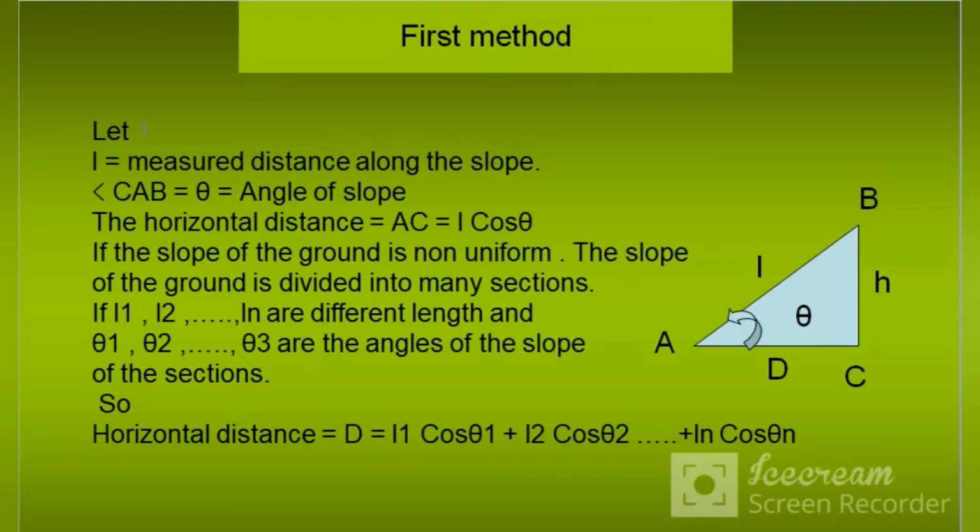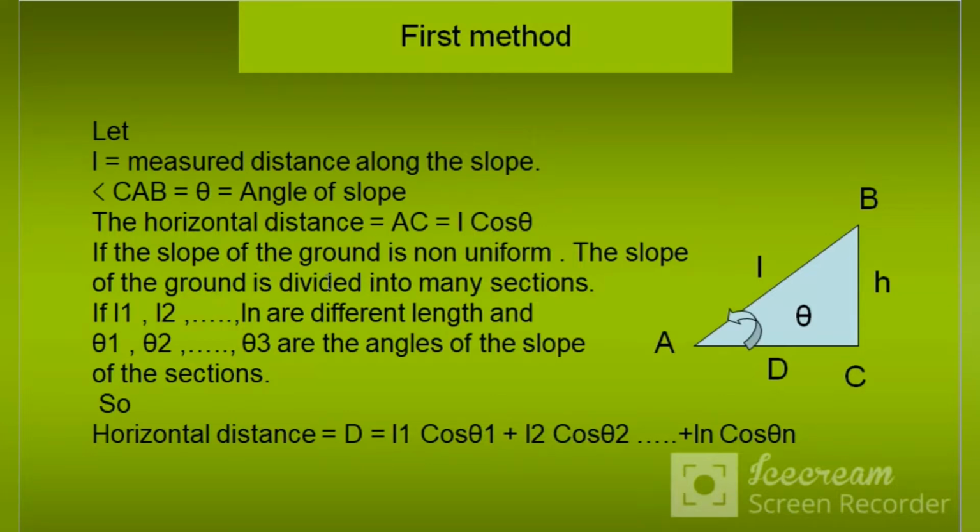First method: let l be the measured distance along the slope, AC, and theta is equal to the angle of slope. The horizontal distance is equal to AC, which is equal to l cos theta.